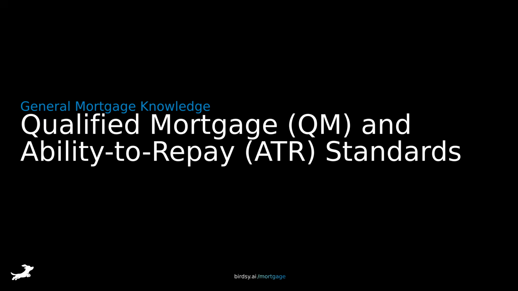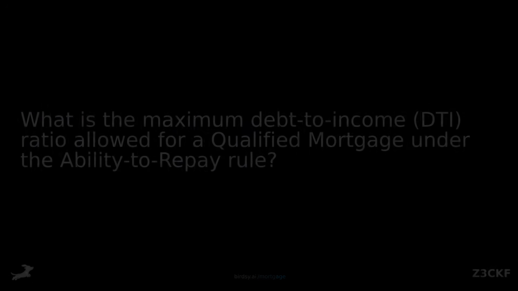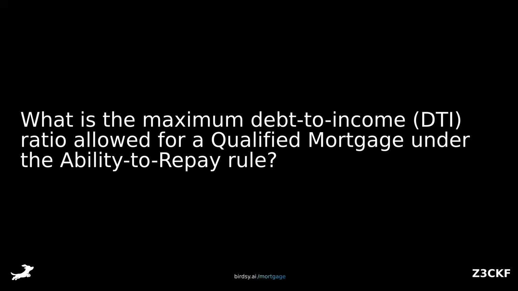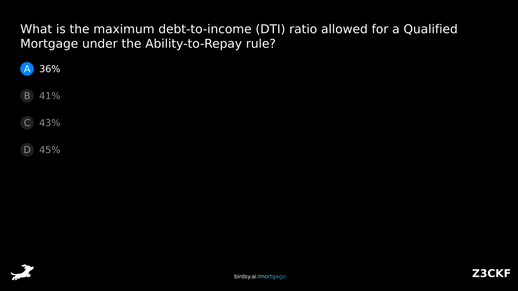Qualified mortgage and ability-to-repay standards. What is the maximum debt-to-income ratio allowed for a qualified mortgage under the ability-to-repay rule? Is it A, 36%, B, 41%, C, 43%, or D, 45%?